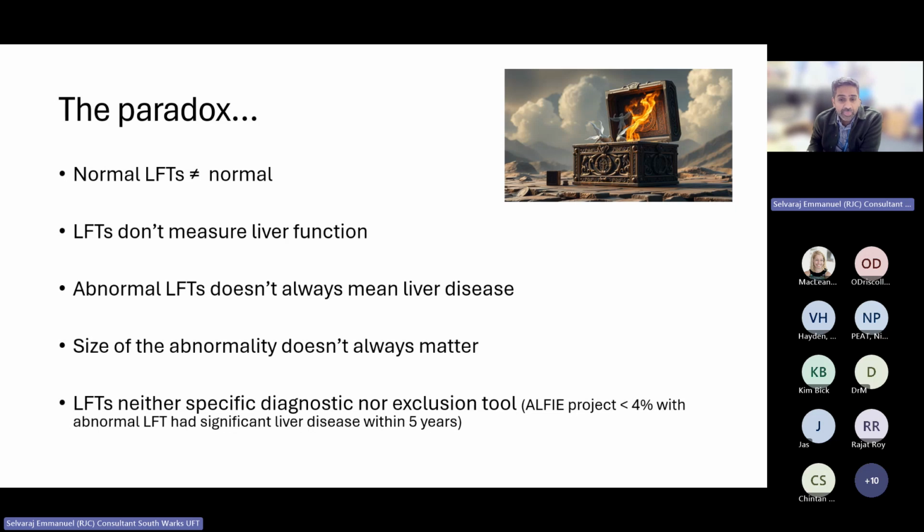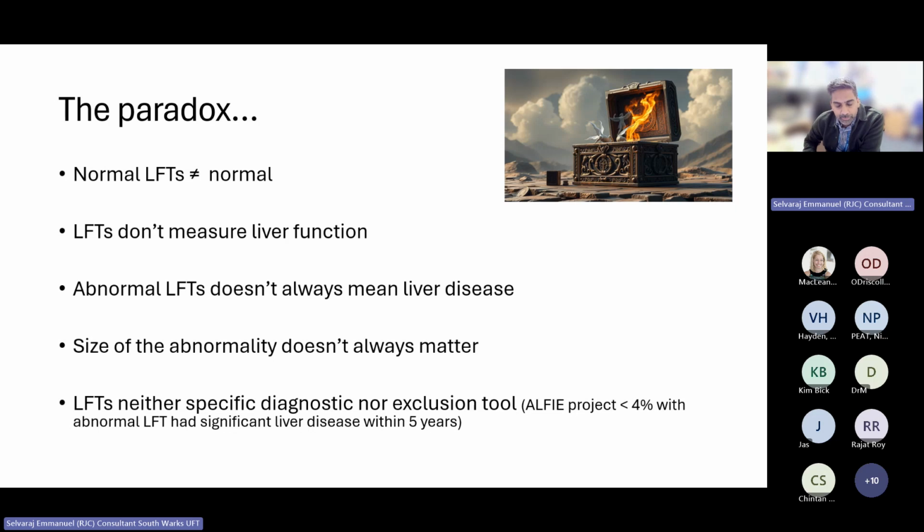If the ALT is over 1,000 in hepatitis A, that's less of a problem than sometimes in somebody with, say, liver cirrhosis and a normal ALT. So I think that's where the problems arise with LFTs, because we can't really work out a way. It's not predictable like renal function that gradually declines. And neither is it a specific diagnostic test, nor is it an exclusion tool that you can use.